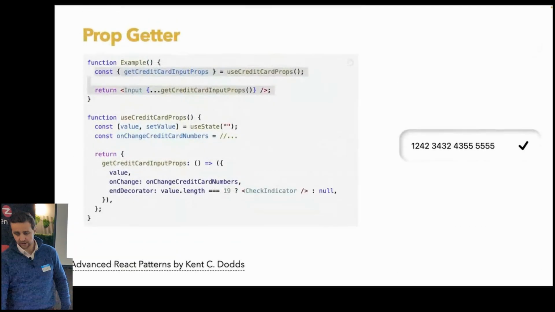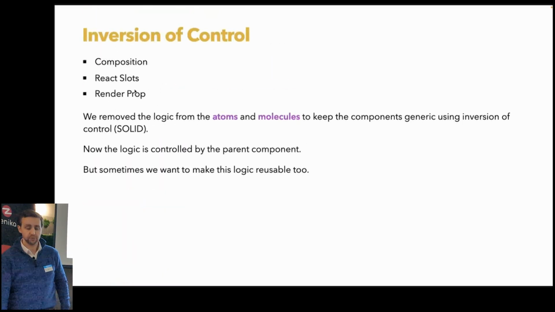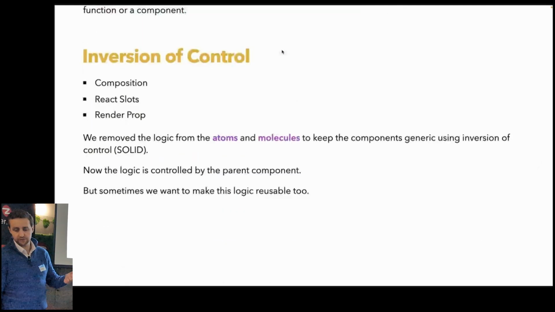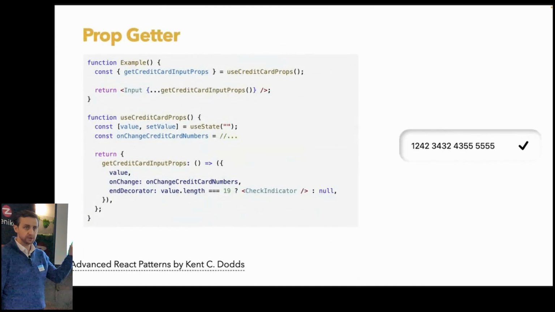It's not the case for the atom and molecule. The atom and molecule come really open. Thanks to inversion of control, they don't have the features. For example, this input, if you don't say anything, it doesn't have anything. So it's the opposite behavior, the opposite logic, between atoms and molecules on one side and organisms on the other side.